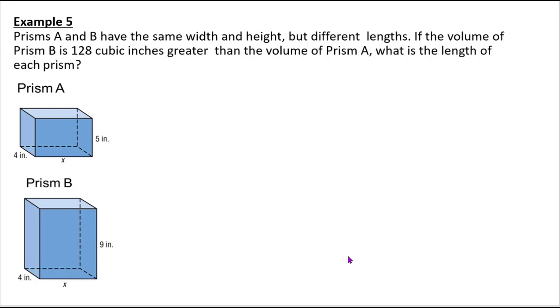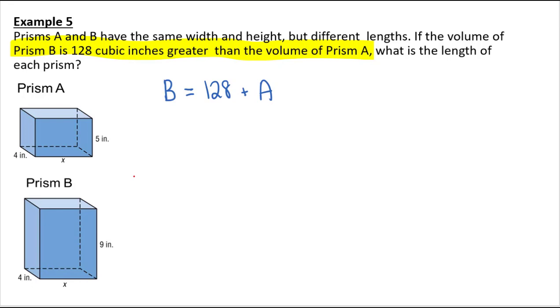Okay, our next example. Prisms A and B have the same width and same height, but different lengths. If the volume of prism B is 128 cubic inches larger than prism A, what is the length of each prism? So let's set up an equation with this sentence. Prism B is greater than the volume of prism A. So prism B is 128 plus the volume of A.